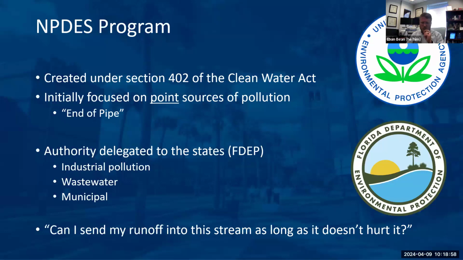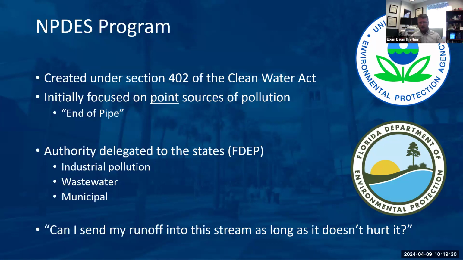Okay. So if you ever hear of NPDES permitting, this program essentially was created as part of the Clean Water Act. And initially, as I mentioned, it focused on the point source. So the point source is where you can identify an exact point where the pollutant comes in, right? And so essentially, they delegated the authority to the states for industrial pollution. Wastewater was considered here, as well as municipal stormwater that was being discharged.